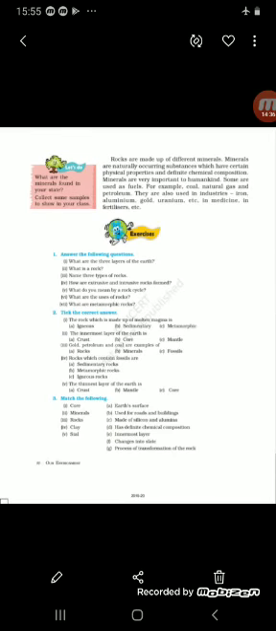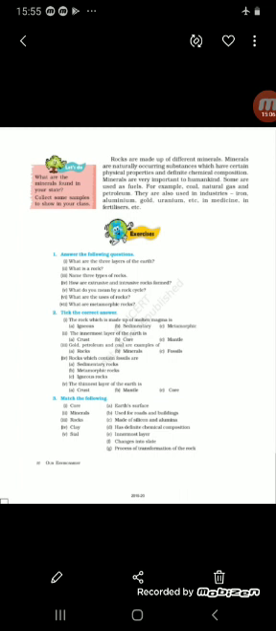Let us go to another page. Rocks are made of different minerals. Minerals are naturally occurring substances which have certain physical properties and definite chemical compositions. Minerals are very important to humankind.